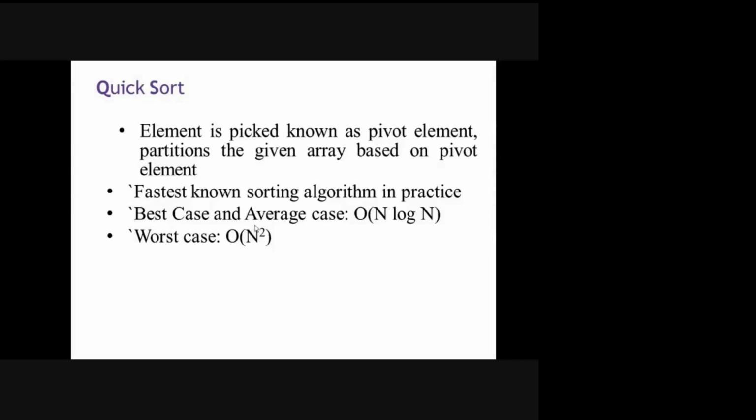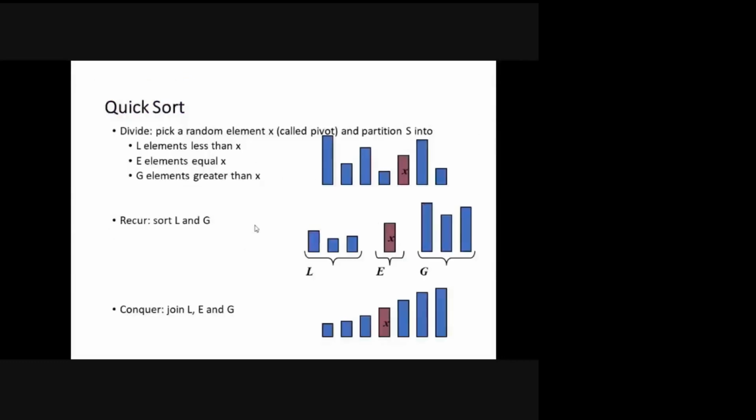So the first element will be taken as the pivot element, and that will start its comparison one by one. How this will be sorted is, on one side it will take all the elements lesser than the pivot, and on the other half it will take all the elements greater than the pivot. So I'll tell you the logic now.